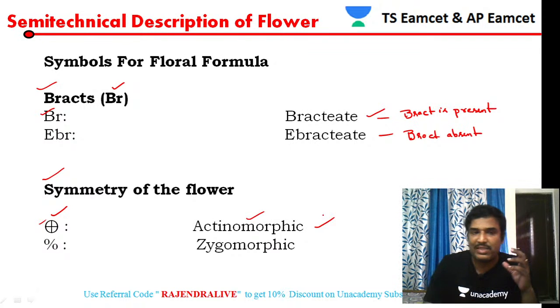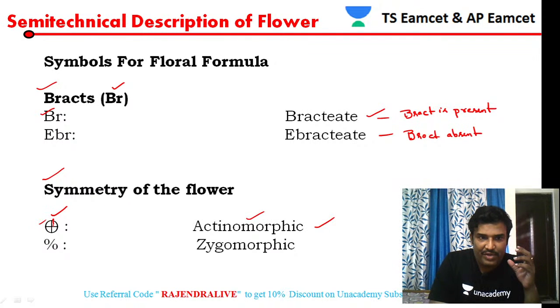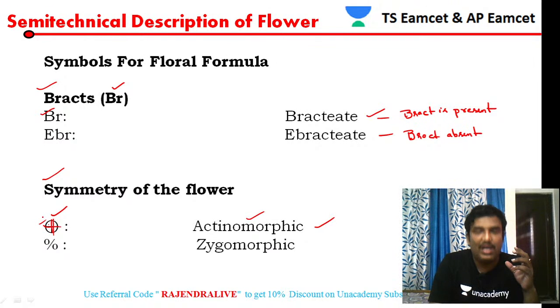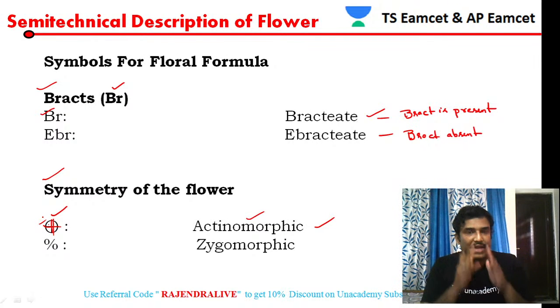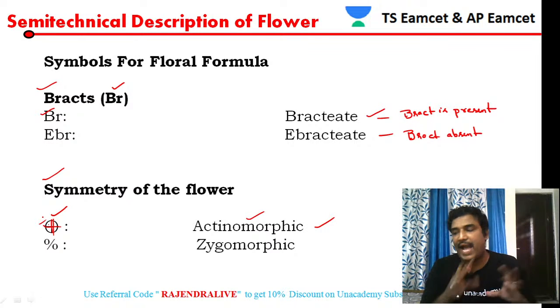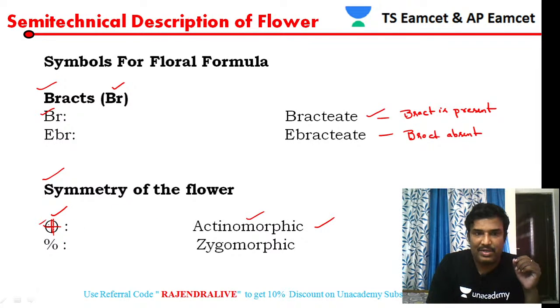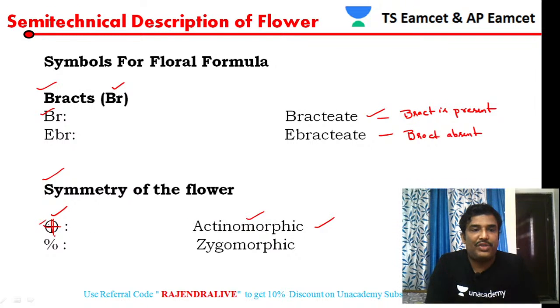And similarly here also, the symbol is showing the same thing. So if you cut the flower like this, it produces two equal halves. If you cut the flower like this again, it will produce two equal halves. So if you cut the flower in any direction, it will produce two equal halves. Such type of symmetry is called actinomorphic. So that is what is represented here. This is the actinomorphic. Then this symbol is zygomorphic.